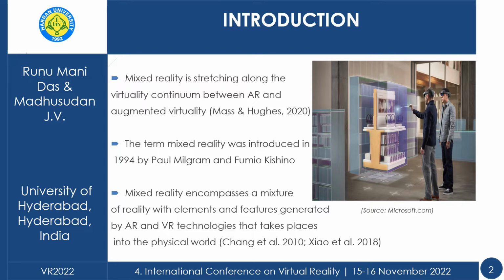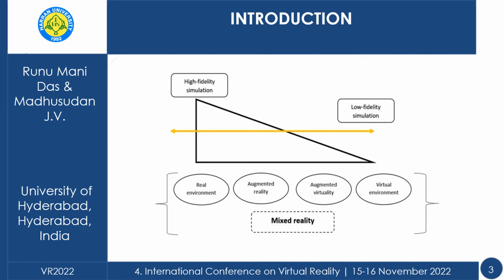The term mixed reality was introduced in 1994 by Paul Milgram and Fumio Kishino. So this is a design of mixed reality formulated by Milgram and Kishino, where we can see that mainly four criteria are assigned, where real environment, augmented reality, augmented virtuality, and virtual environment are the core of mixed reality.